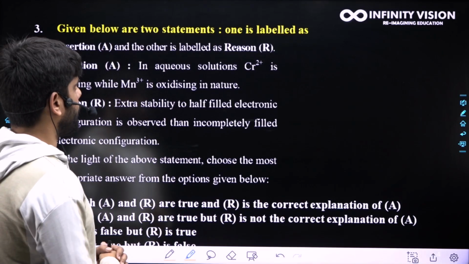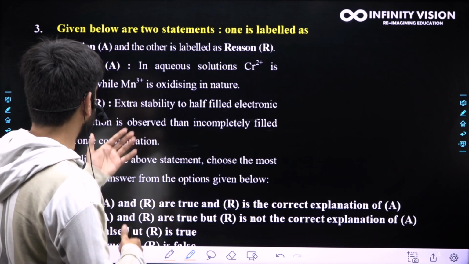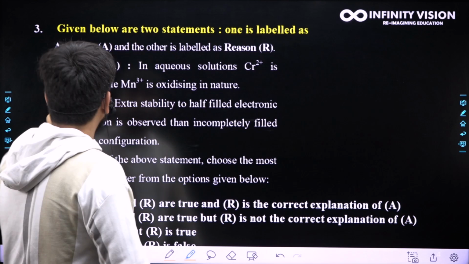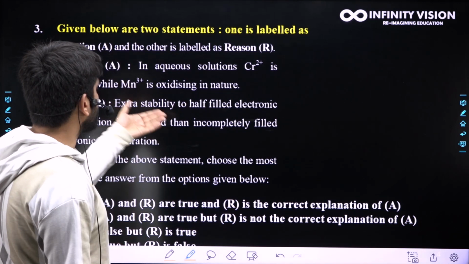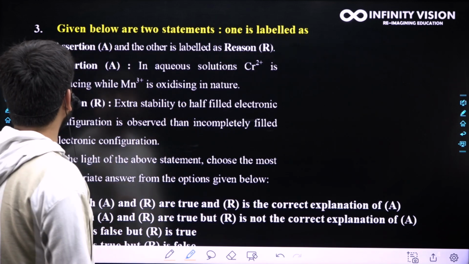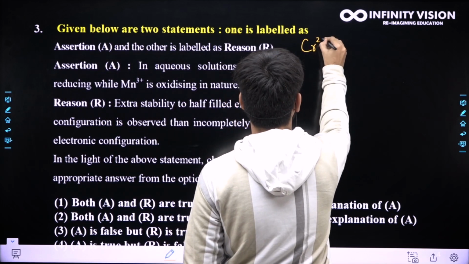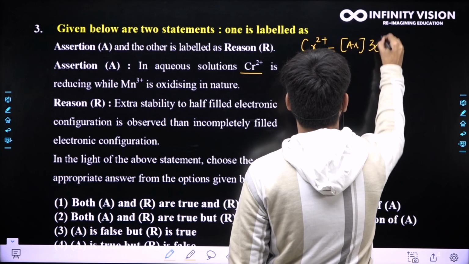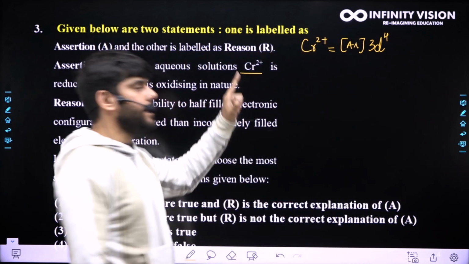Given below are two statements. One is labeled as assertion and the other is labeled as reason. Assertion: in aqueous solutions, Cr2 plus is reducing while Mn3 plus is oxidizing in nature. The reason is extra stability to half-filled electronic configuration is observed than in completely filled electronic configuration. So if we see Cr2 plus, which is argon 3d4, right? Now it is saying that it is reducing in nature. Yes, it is reducing in nature.